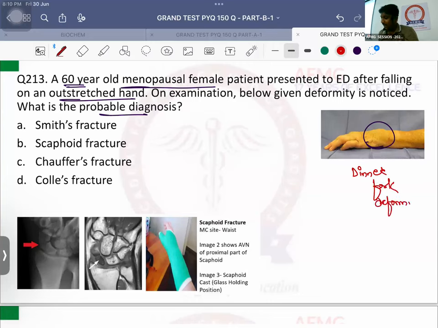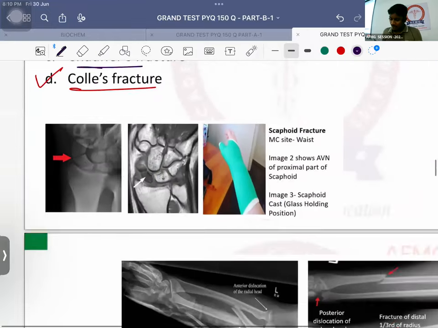deformity. So that is a classical dinner fork deformity which is seen. Any which ways, what did I tell you? After a fall on an outstretched hand in a postmenopausal elderly osteoporotic patient, the most common fracture is Colles' fracture. Okay? So here the answer should be Colles' fracture. Smith's fracture is the fracture of the radial scaphoid process. Please remember that. Scaphoid fracture is this one.